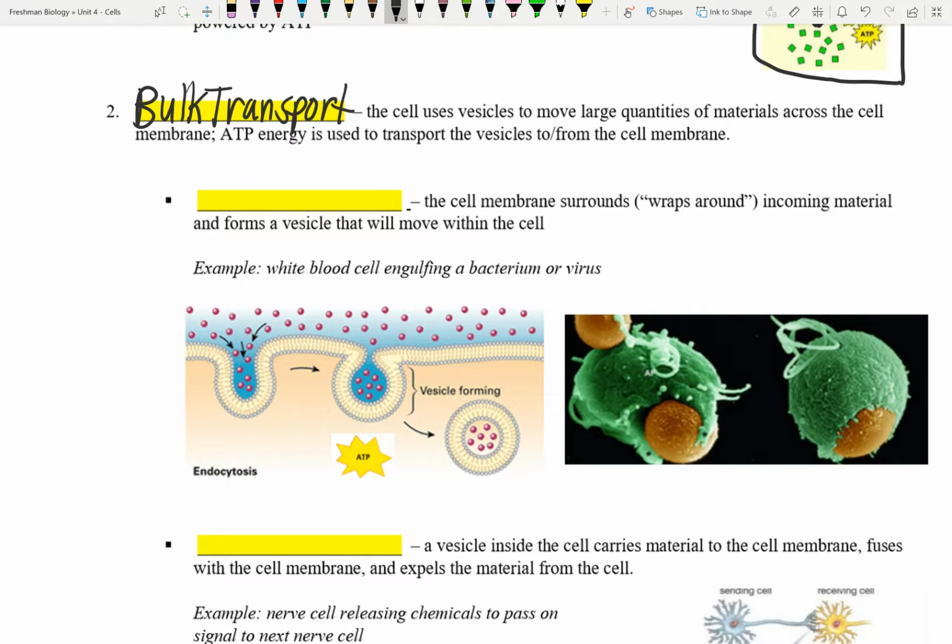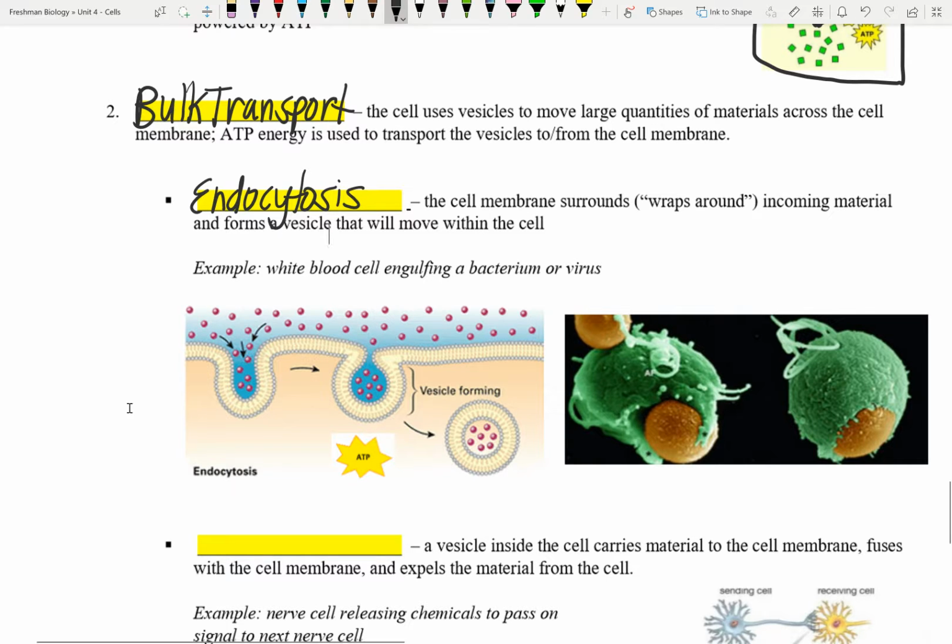Here, the cell wants to get either something really large, like, in this picture down here, you can see this white blood cell is kind of eating a bacterium. So it wants to take in that big cell all at once. Or say over here, you can see a bunch of little things. It wants to take all of those little things in at one time. Either way, if you are taking in a large quantity at one time, that's called endocytosis. Endo means within, and cytosis means cell process.